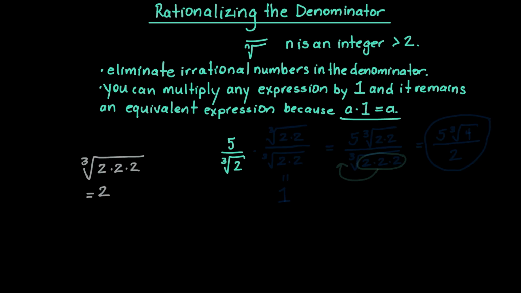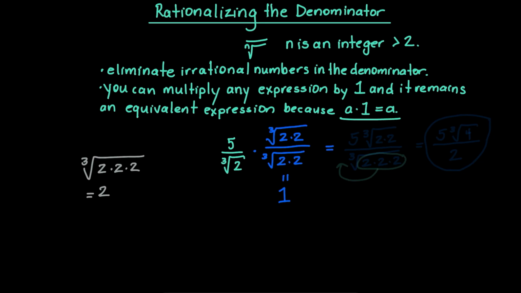Well, I have one 2 in my denominator, which means I need 2 more. So I need the cube root and I need to multiply it by 2 more 2's. But I know I can only do that in the form of 1. So I multiply by a fraction that's equivalent to 1, but gives the desired outcome in the denominator.